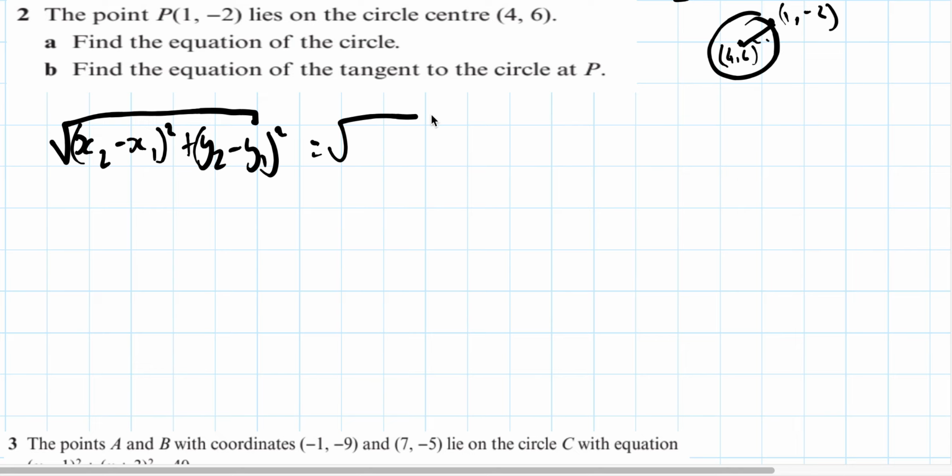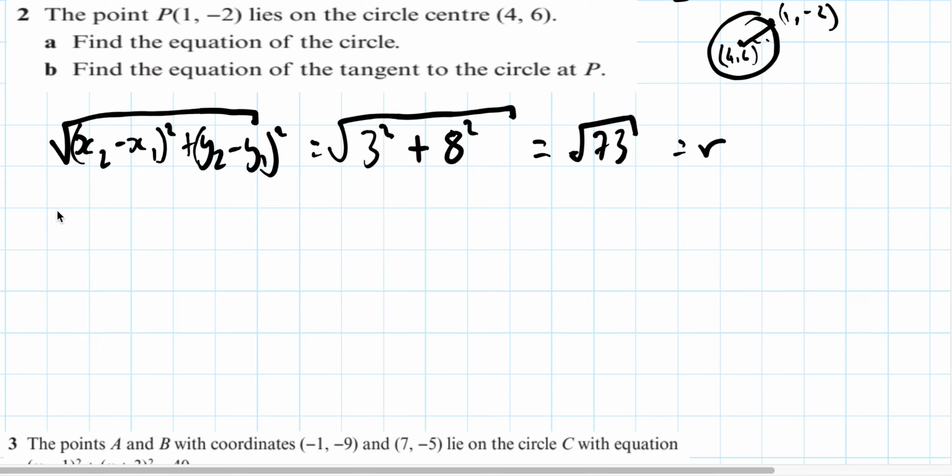That equals the square root of: the distance between the x's is 3, so 3 squared, plus the distance between the y's, which is 6 minus minus 2, is 8, so 8 squared. That equals 9 plus 64, which is 73. So the radius is square root 73, which is my r.